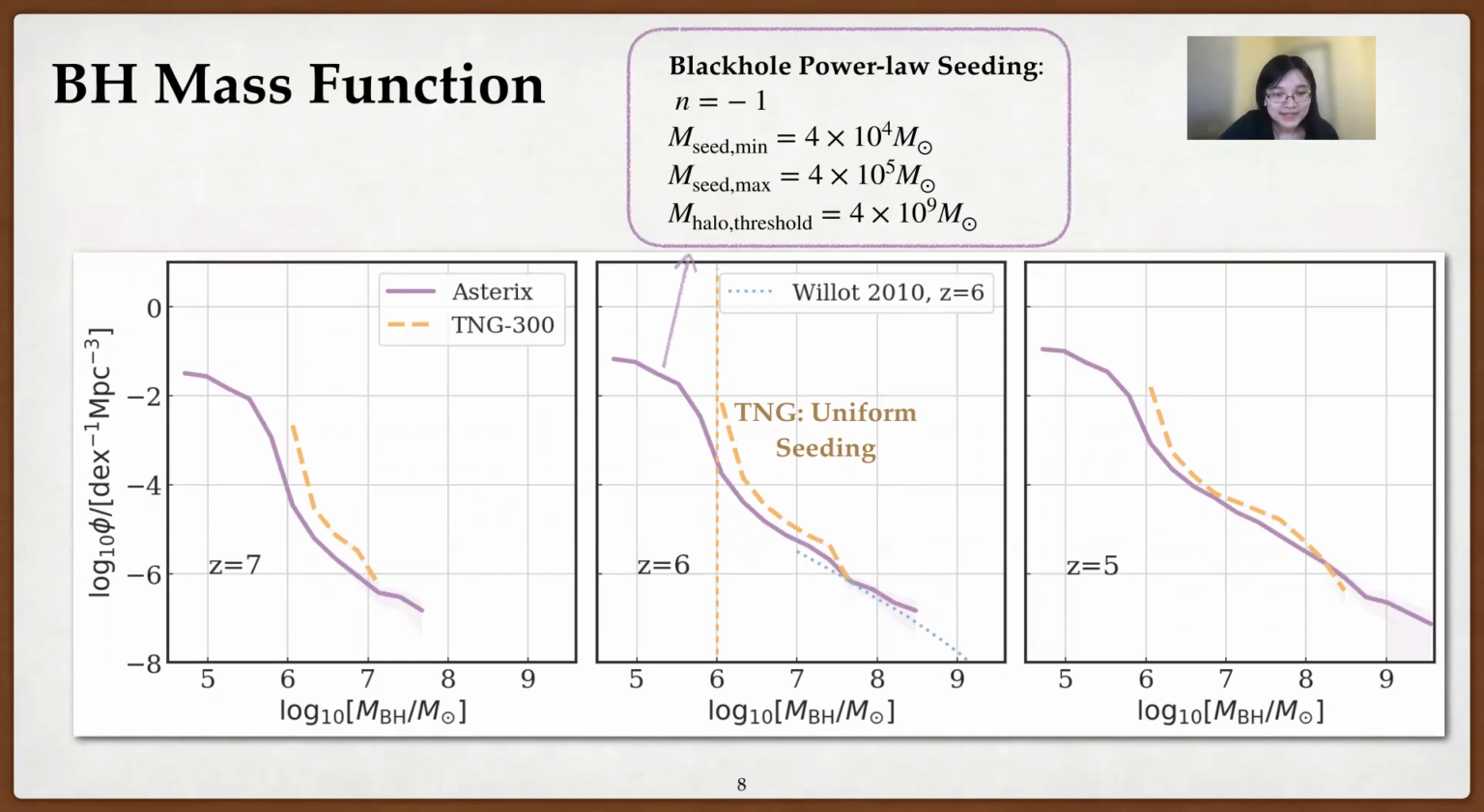And at the small mass end, instead of applying a uniform seed mass, as most cosmological simulations do, we apply a power law seeding that draws the black hole seed mass stochastically from a power law distribution extending down to the regime of 10^4 solar mass, which is orders of magnitude below the TNG seed mass. Therefore, we can make predictions for the black hole population lying in the mass band within the LISA sensitivity.